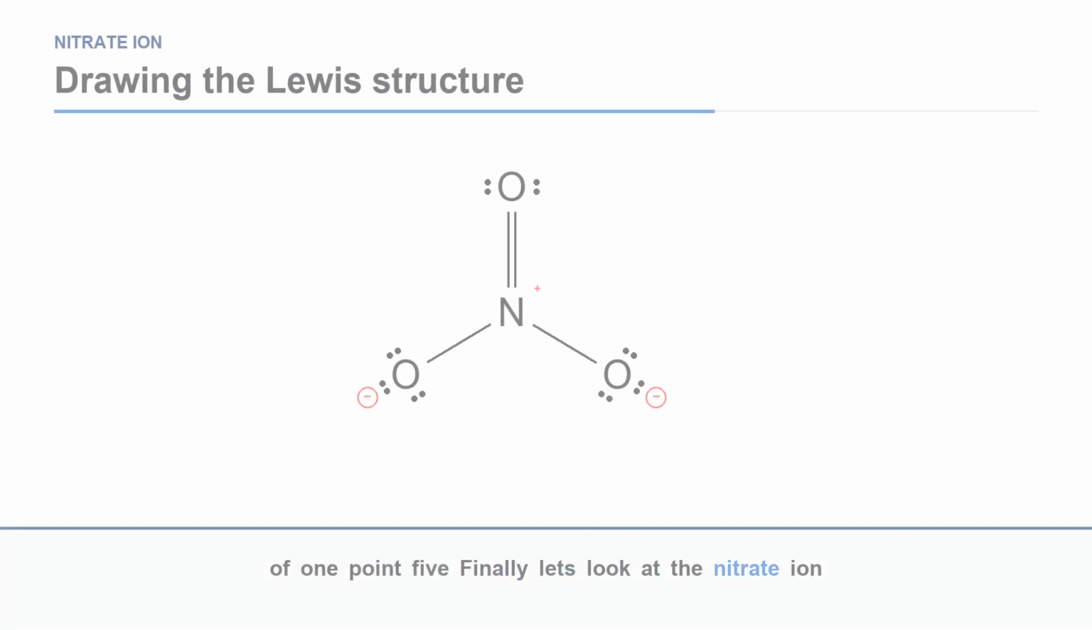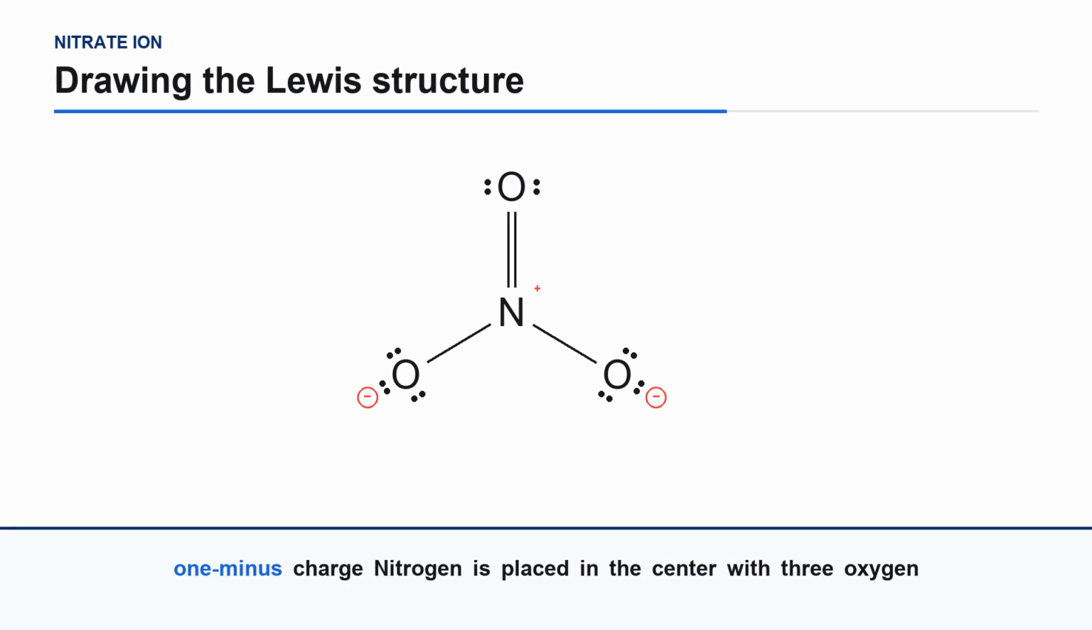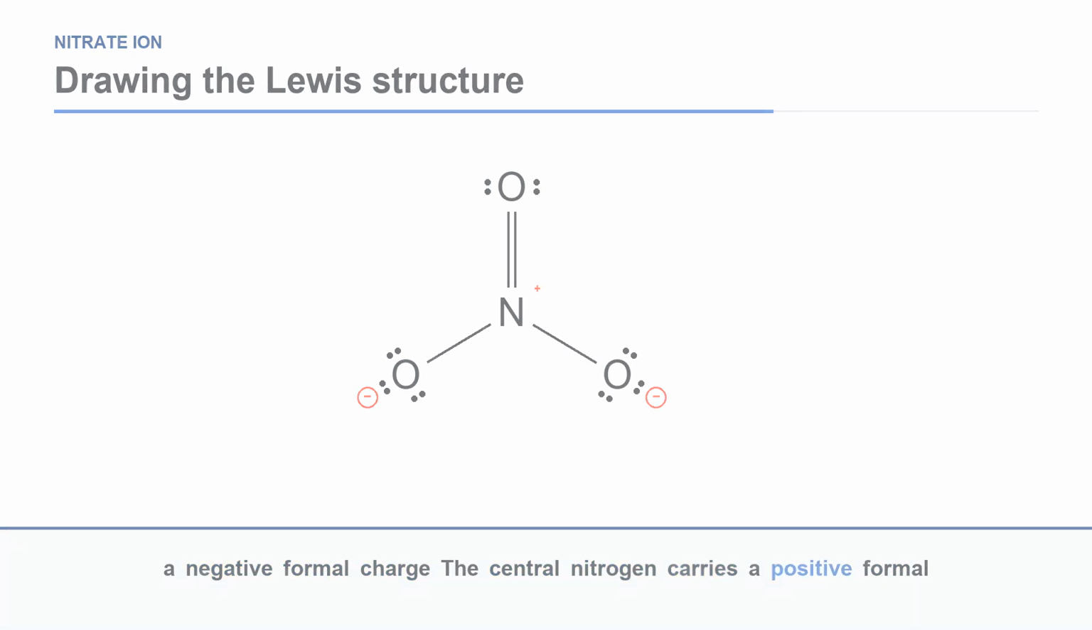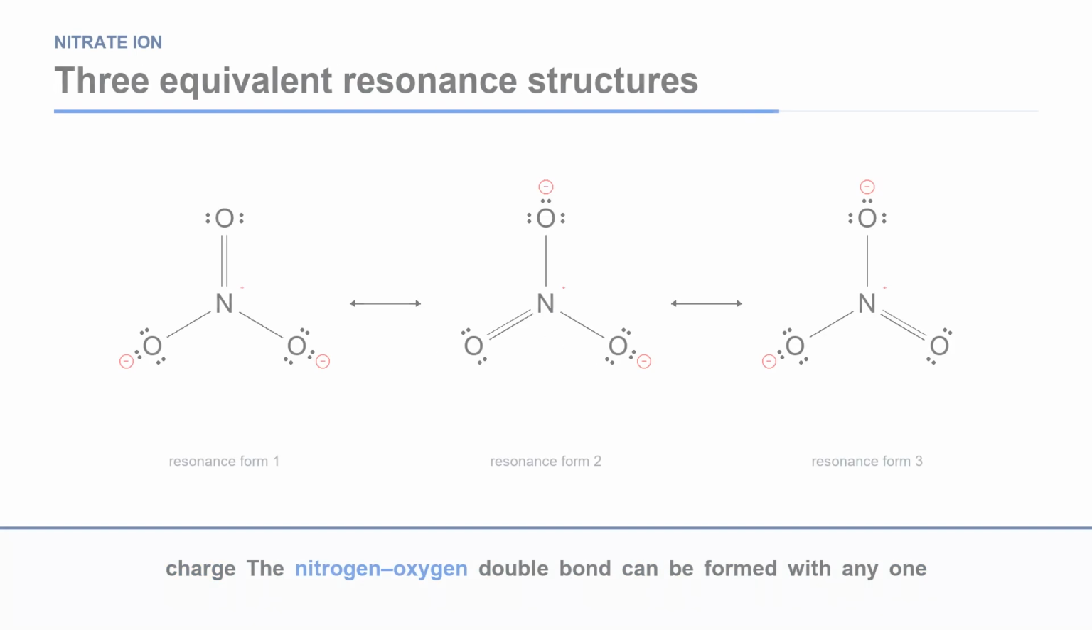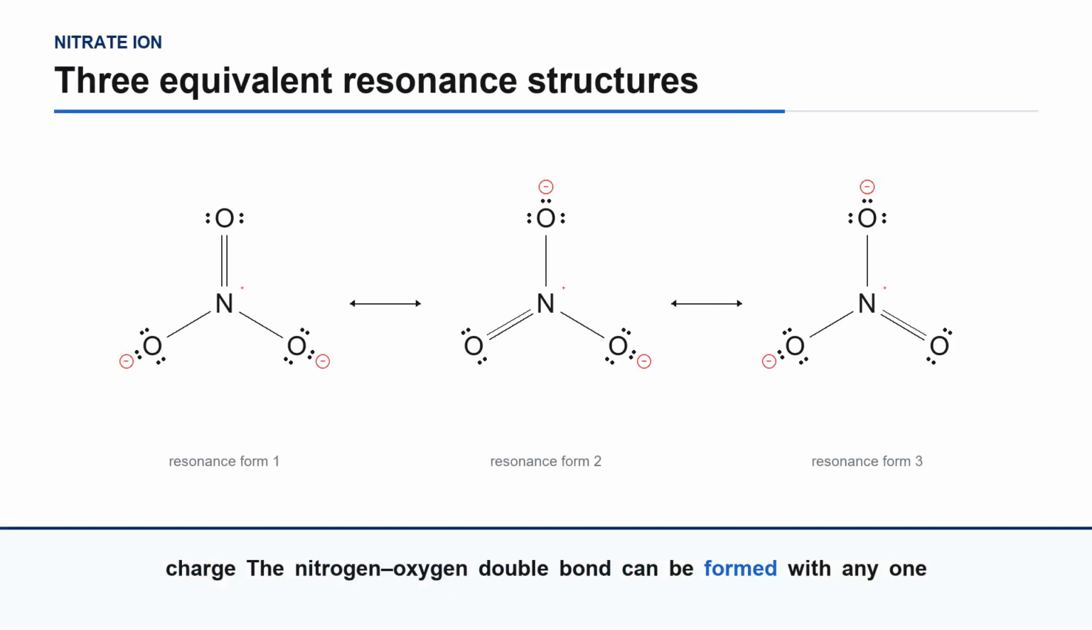Finally, let's look at the nitrate ion. The nitrate ion is written as NO₃ with a 1- charge. Nitrogen is placed in the center with 3 oxygen atoms around it. Nitrogen forms 1 nitrogen-oxygen double bond and 2 nitrogen-oxygen single bonds. Each oxygen connected by a single bond carries a negative formal charge. The central nitrogen carries a positive formal charge. The nitrogen-oxygen double bond can be formed with any one of the 3 oxygen atoms. This gives 3 equivalent resonance structures.